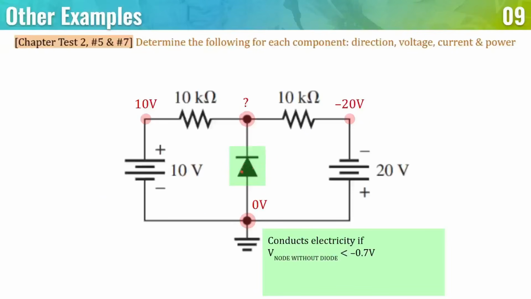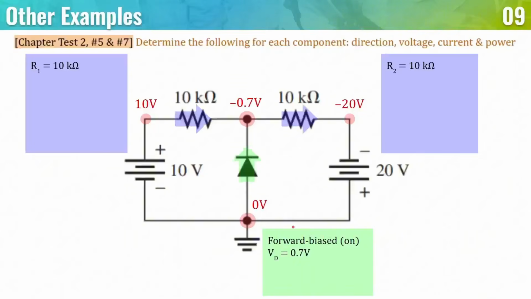So now that we know that negative 5 volts is less than negative 0.7 volts, we can conclude that this is now on. Now that we know that this is on, we apply the voltage drop of 0.7 volts across this direction, and we know that this node is now going to be negative 0.7 volts. So now we are able to have the node voltages across each of the components.